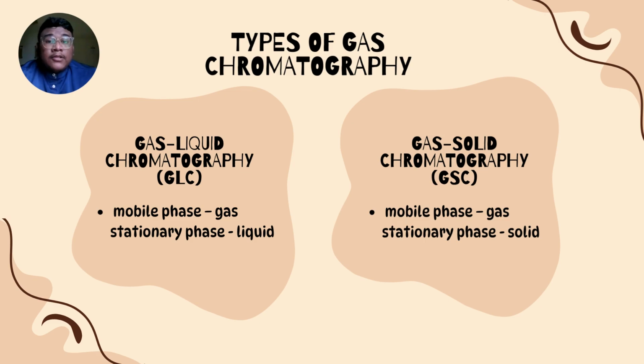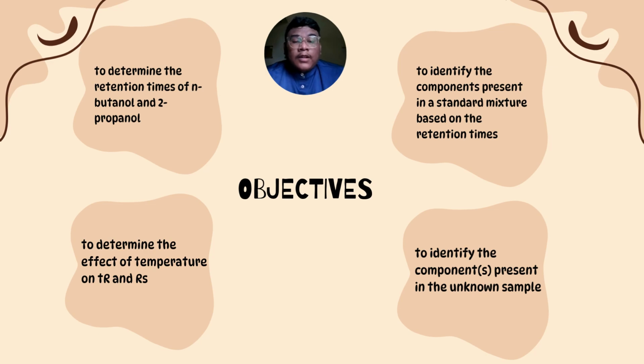There are two types of gas chromatography. The first type is gas liquid chromatography, GLC, where the mobile phase is gas and the stationary phase is liquid. The second type is gas solid chromatography, GSC, where the mobile phase is also gas but the stationary phase is solid.